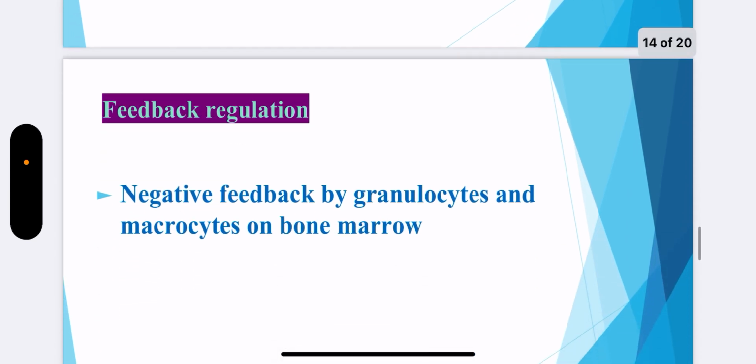Now how is the process regulated? It is regulated by a negative feedback mechanism, in which whenever there is an increase in the formation of granulocytes and monocytes, they exert a negative feedback effect over the bone marrow and there will be regulation of the process of leukopoiesis.